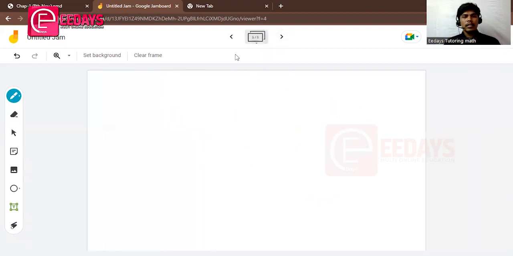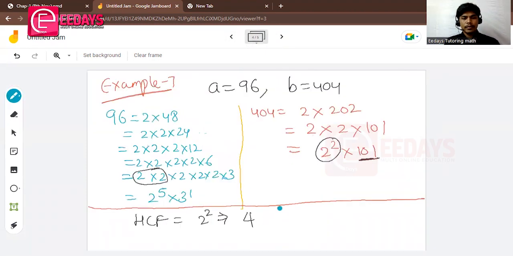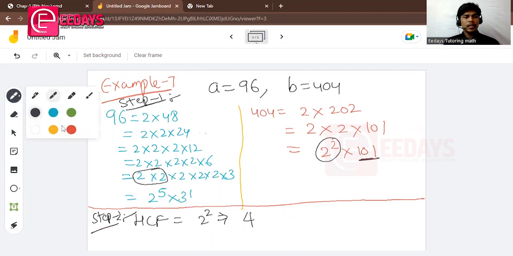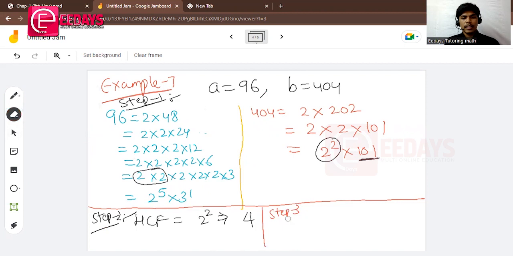Do one thing, we'll do it here. This is step one, we'll write it step by step. Step one is finding the prime factors of 96 and 404. Step two is finding HCF. After getting the HCF, you just write step three.